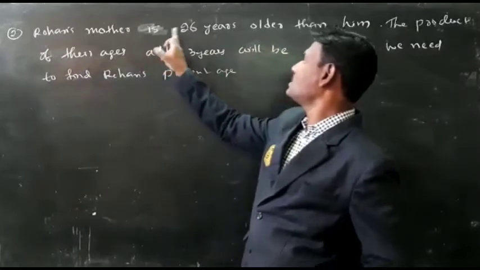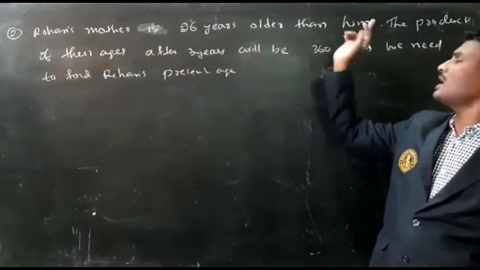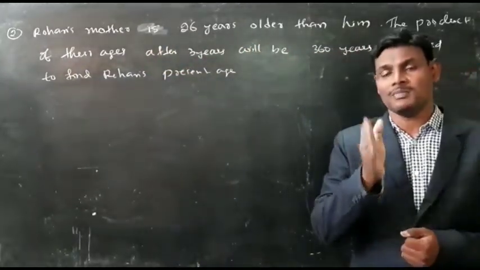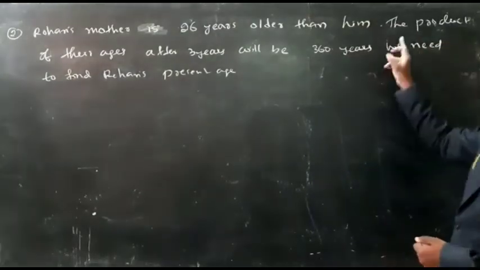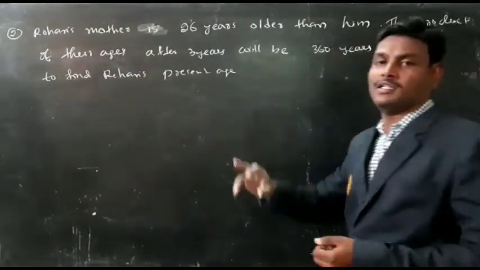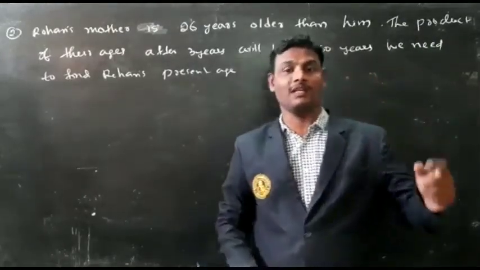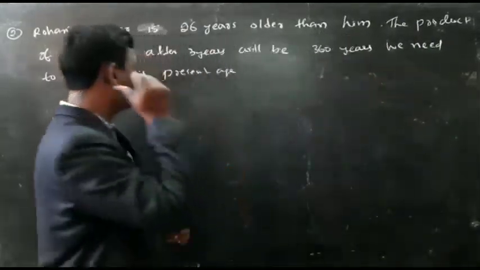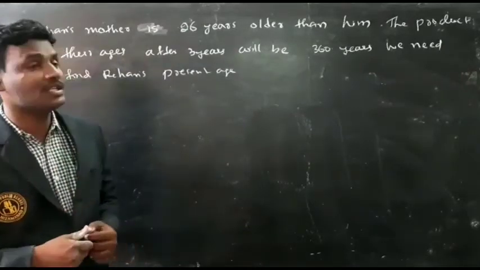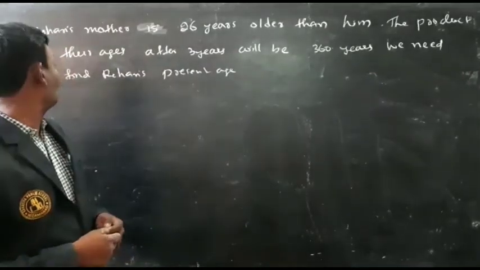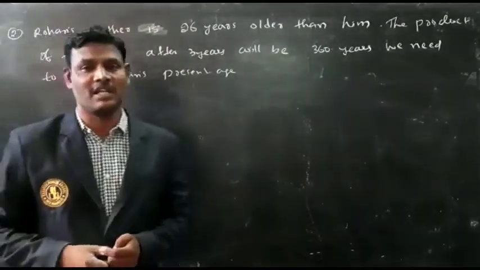Rohan's mother is 26 years older than him. The product of their ages after 3 years will be 360. We need to find Rohan's present age.